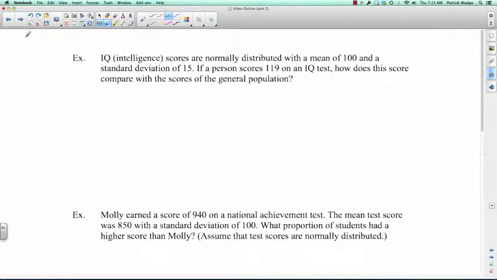Okay, next question. IQ scores are normally distributed with a mean of 100 and a standard deviation of 15. If a person scores 119 on an IQ test, how does this score compare with the scores of the general population? Okay, well, let's draw a little bit here what we're talking about.